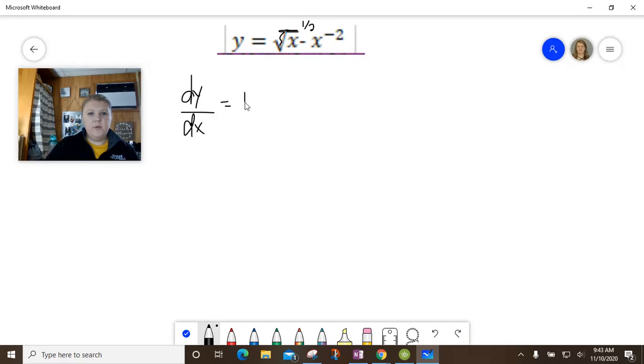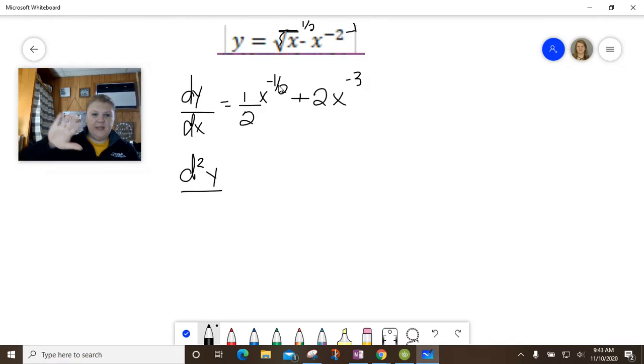So basic power rule, I would do 1/2 x to the negative 1/2. And then here I would bring that 2 down, so it's going to be plus 2x, and again I'm going to subtract 1, so x to the negative 3. Now, normally here you would stop and bring your stuff in the denominator if it had a negative exponent. But if you know that you have to take a second derivative, there's no reason to bring it in the denominator and then bring it back into the numerator. So I'm just going to leave it like this because it's easier for me to simplify it all at the end.